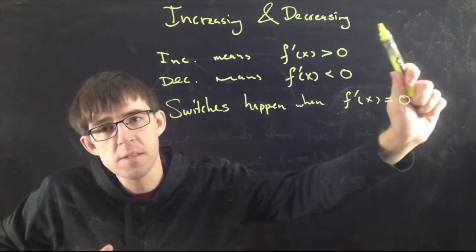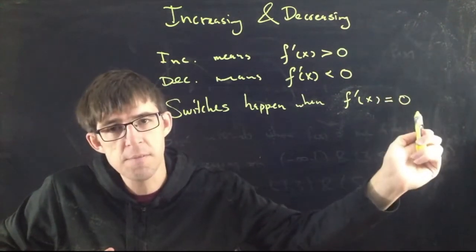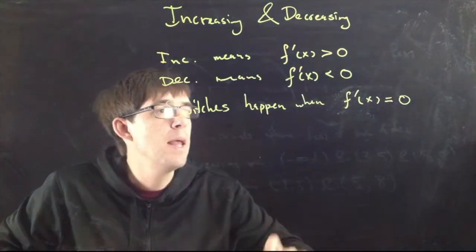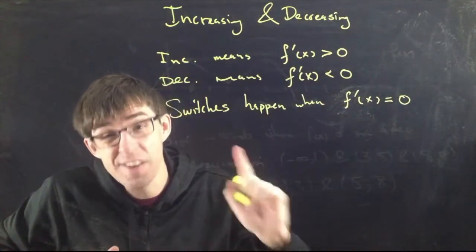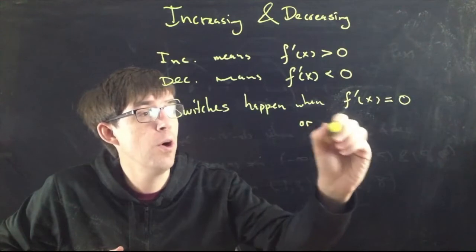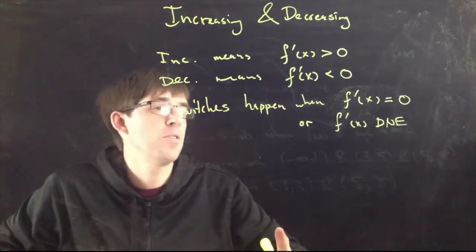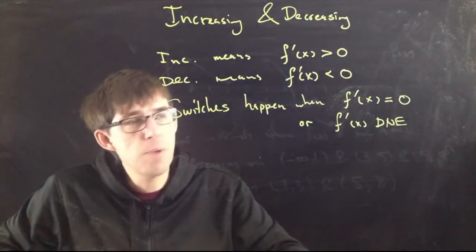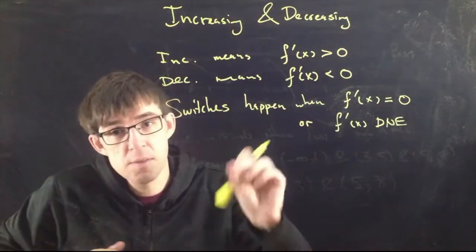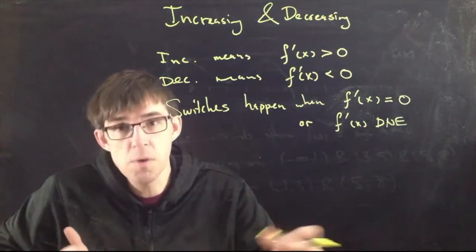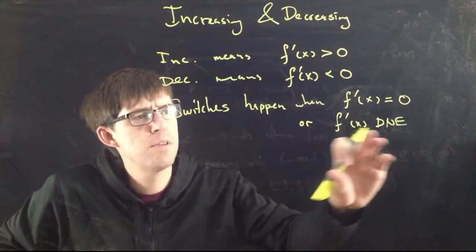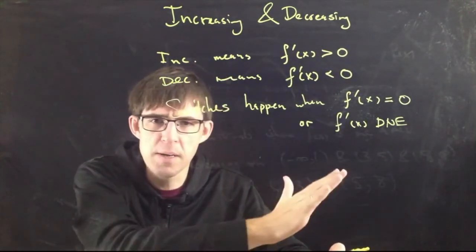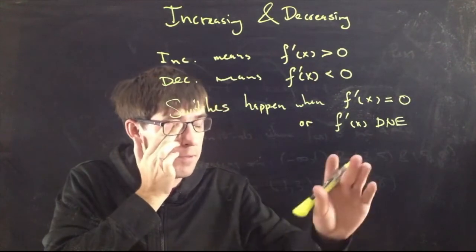If the derivative is positive sometimes and then it changes to being negative, the only way that can happen is if it's 0 in between, right? So the switches happen when f prime of x equals 0. Actually, there is another technical case: it is also possible that it could switch from positive to negative when the derivative does not exist. So the only way for it to be positive and then become negative is, in one case, if it goes through 0. That's the usual way. It's also possible that the derivative could not exist, like it could go off to positive infinity and then afterwards become negative infinity.